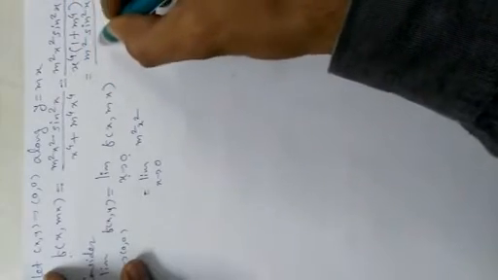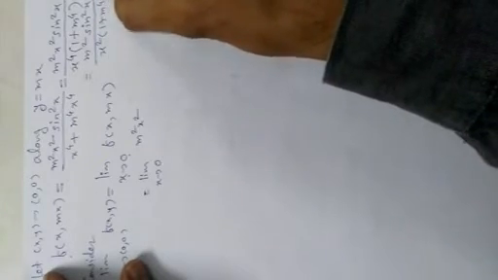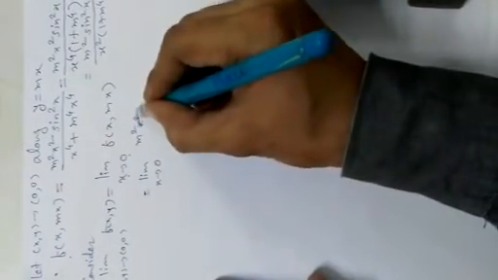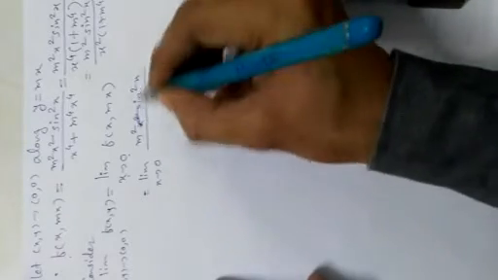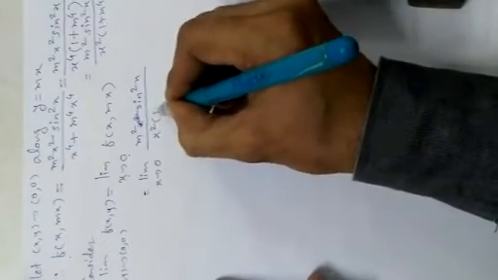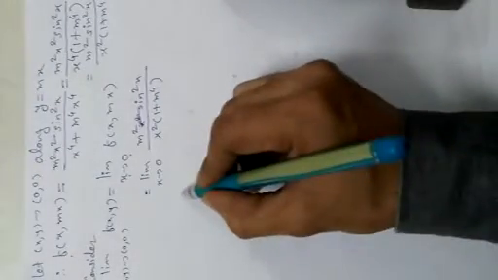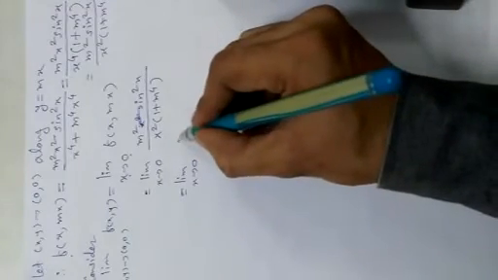m square sin square x upon x square into 1 plus m raised to 4. We will substitute this value here. m square into sin square x upon x square, 1 plus m raised to 4, which can be rearranged like this.